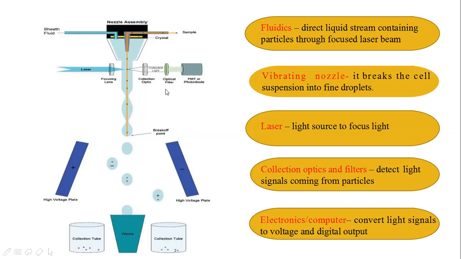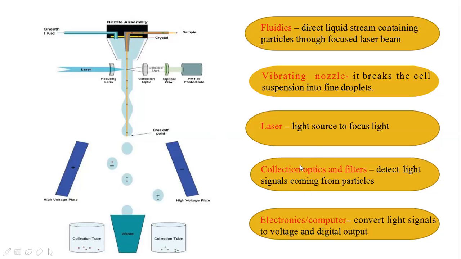Then the laser, this is the laser. Here you can see the laser source that is actually focusing the laser and hitting the cells. There may be two types of scattering, forward and side scattering, and then fluorescence. And that should be detected using some collection optics as well as filters and amplifiers.